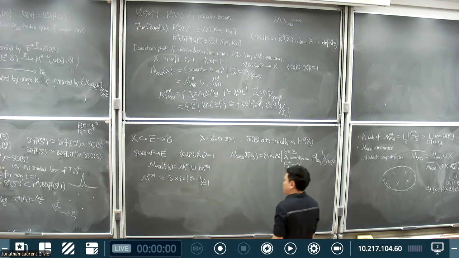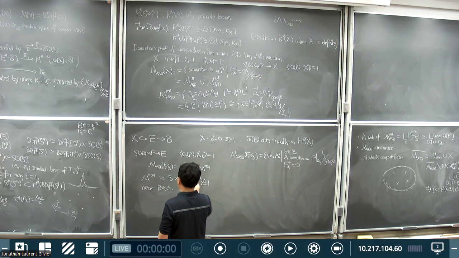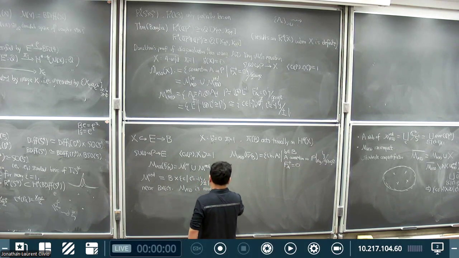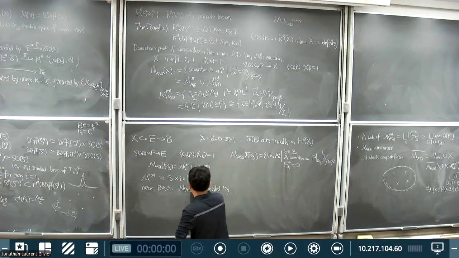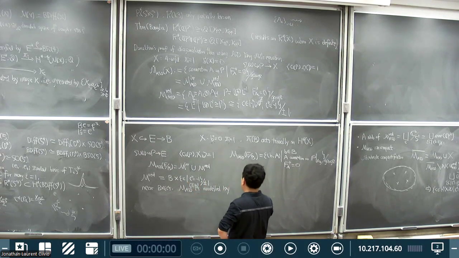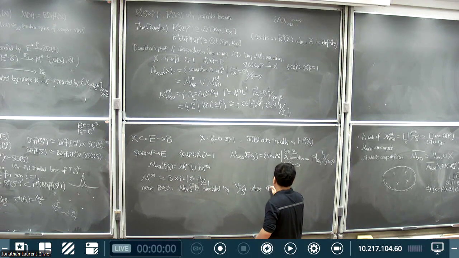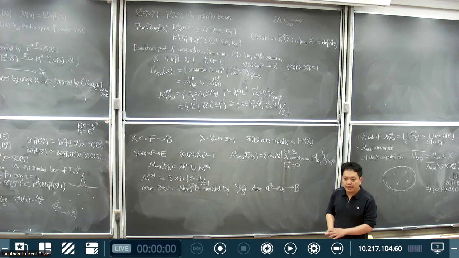Moreover, this B cross C, this parameterized moduli space, is modeled by V_C over the base, where V_C is a three-dimensional vector bundle over, basically it's what?